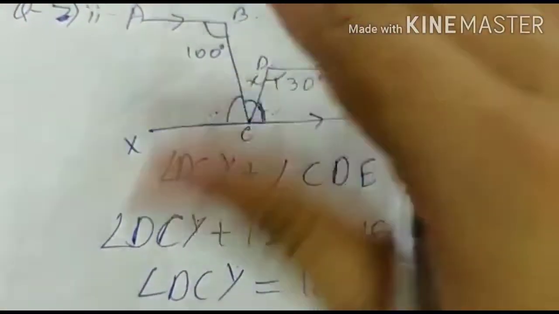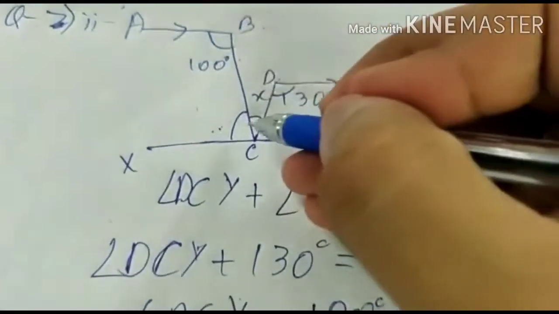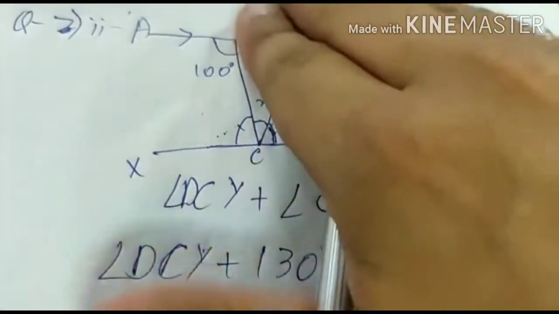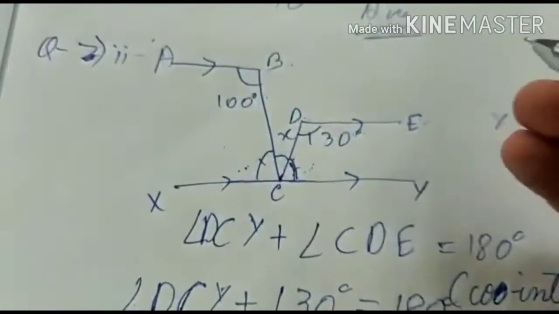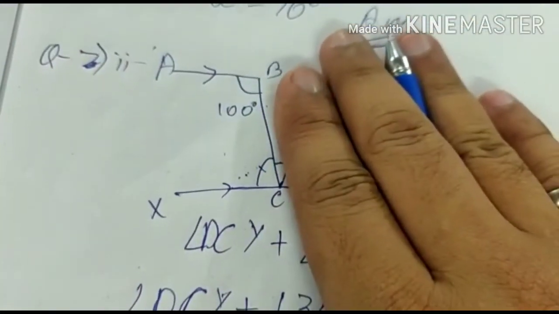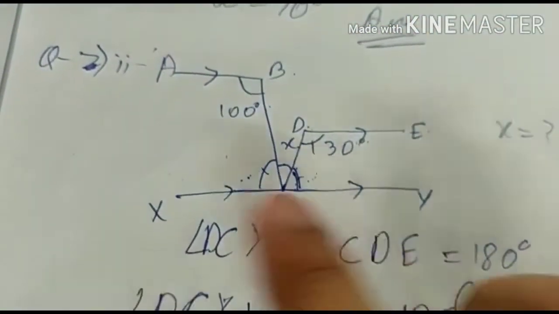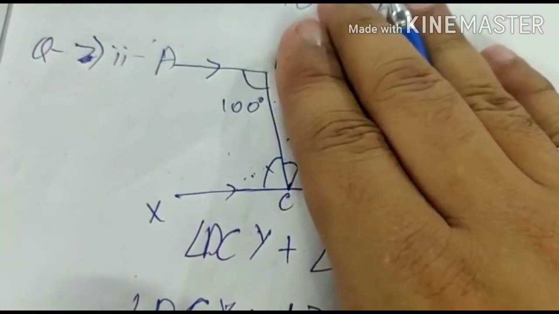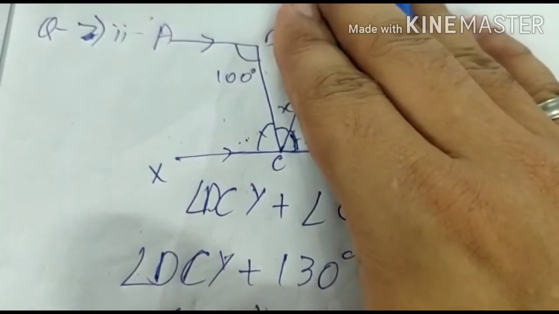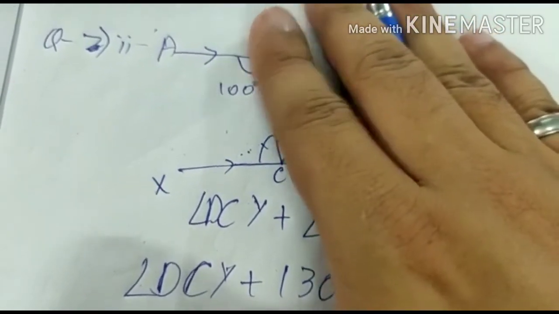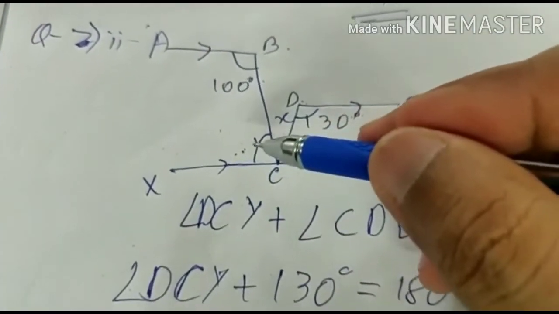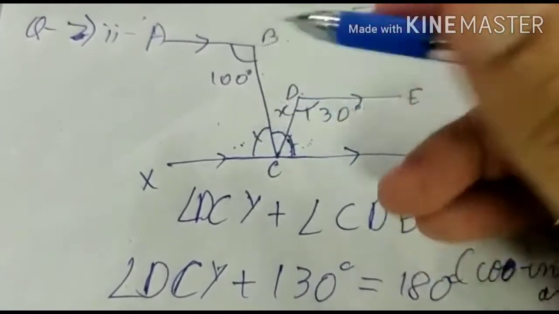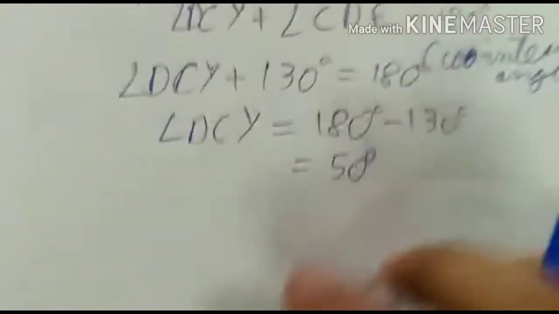Okay, and same for this part. Angle BCX is formed between these two parallel lines, AB and CX or CY. CX or CY is the same parallel line, AB and XY or XC is a parallel line. So these two angles, 100 degrees and this angle BCX, are on the interior part of the parallel lines. So the sum of these two angles will be 180 degrees. They are also co-interior angles.